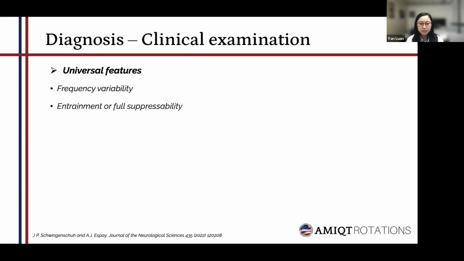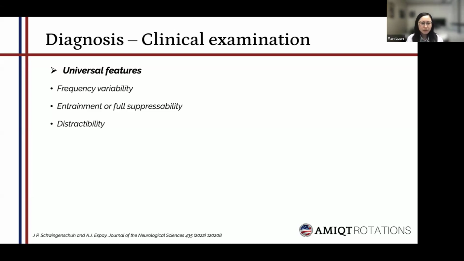The second is entrainment or suppressibility. Entrainment means that the tremor frequency can sometimes change to match the movement of another body part performing a repetitive or voluntary task. For example, for a patient with tremor in the left hand, if the patient is asked to tap with the right hand, the tremor in the left hand can change its frequency to match the tapping rhythm of the right hand.